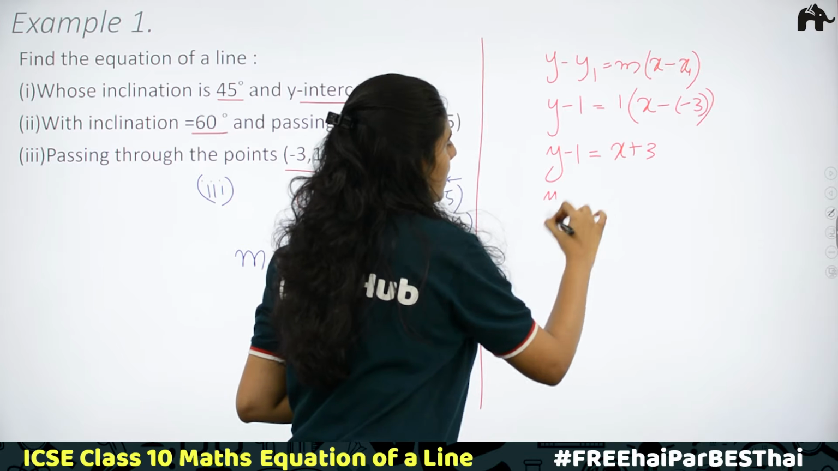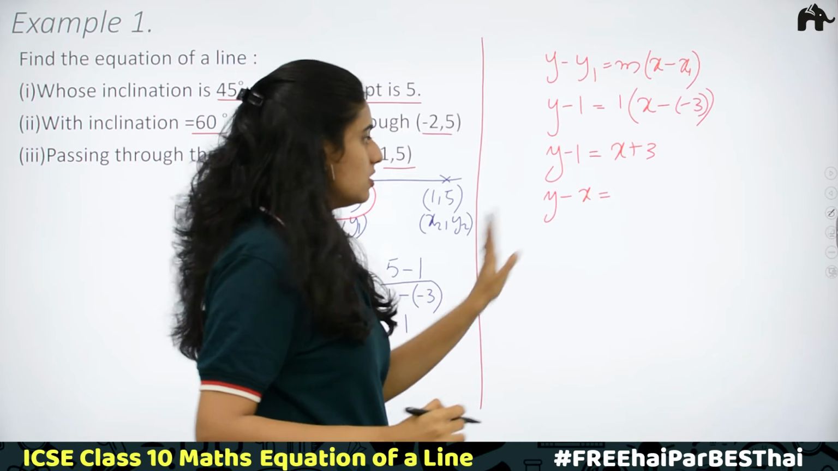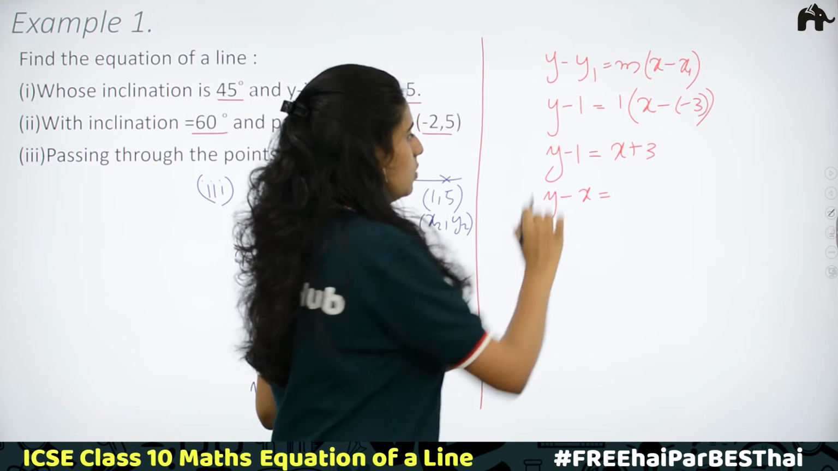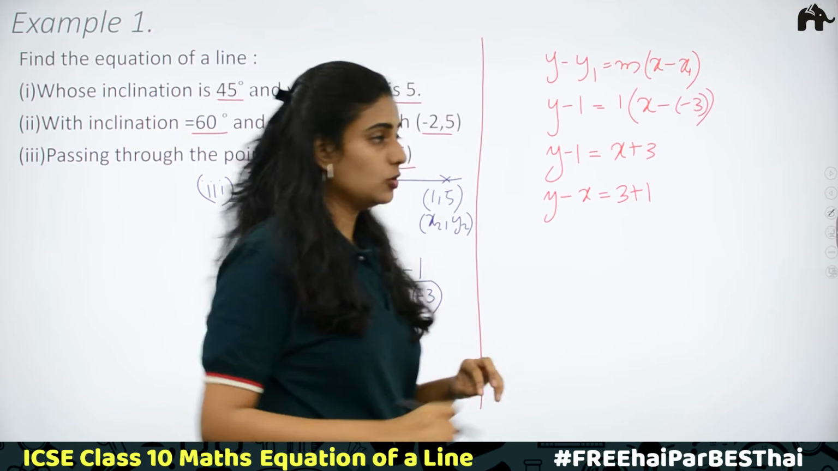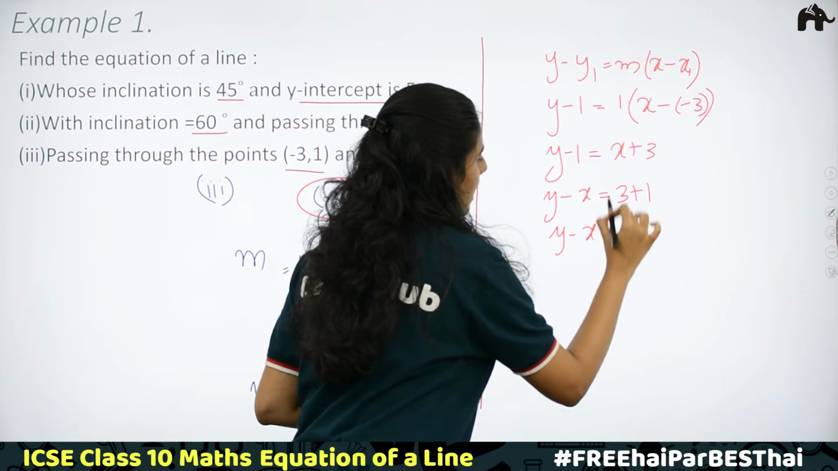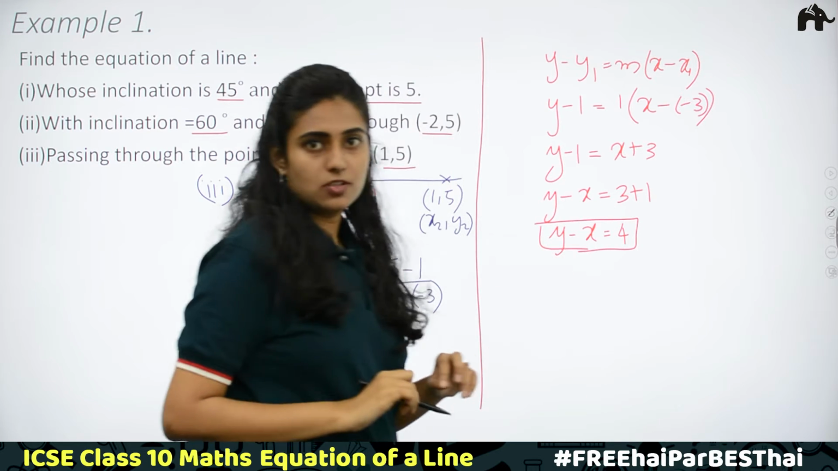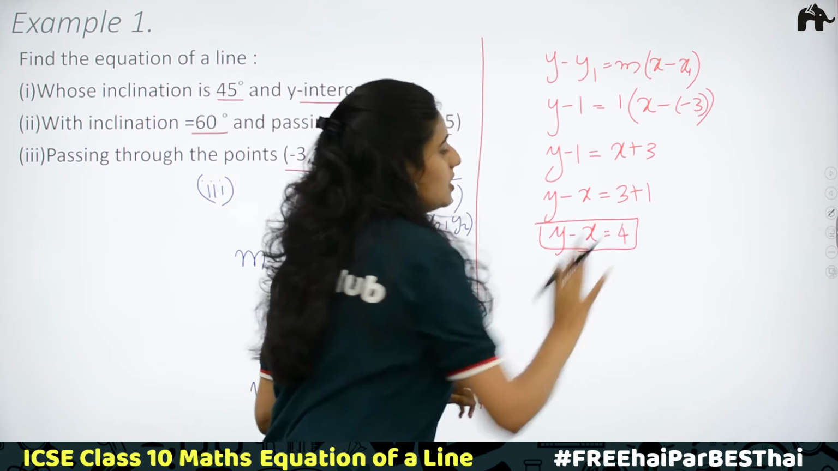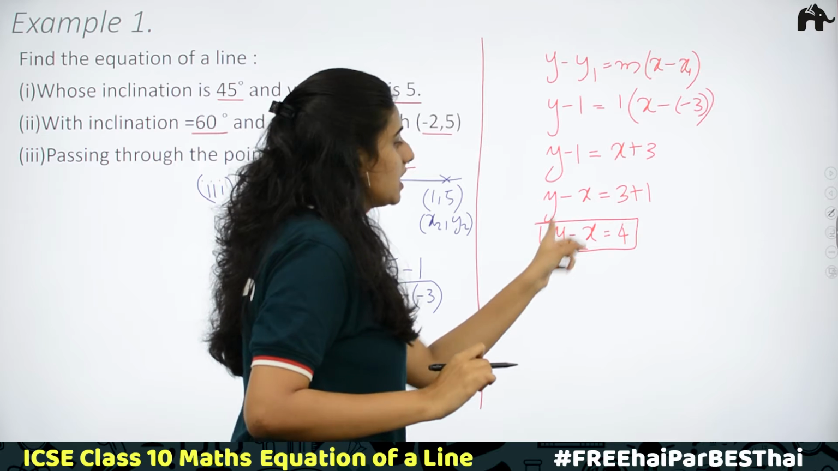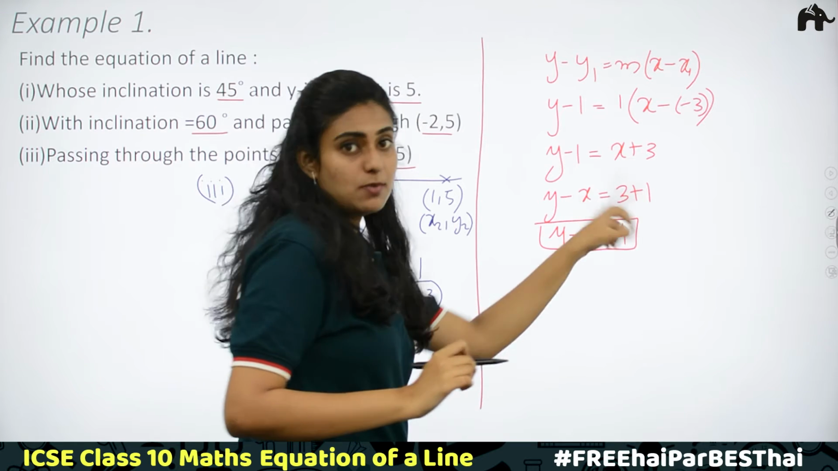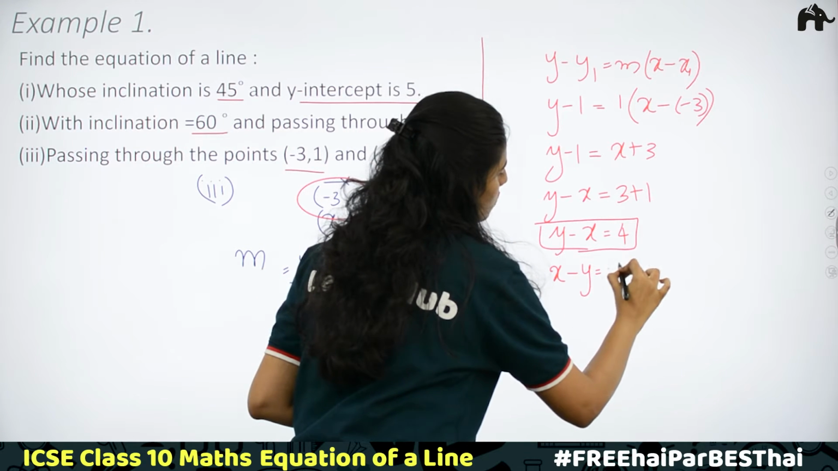That is, I am taking all the variables to one side, y minus x is equal to minus 1 taken to the opposite side, 3 plus 1. That is y minus x is equal to 4. So, this is one form of the equation. Or I am taking all the variables to the other side and the constants to the opposite side. Then what do we get? We will be getting y becomes minus y and x becomes plus x. Therefore, you will be getting x minus y is equal to minus 4.